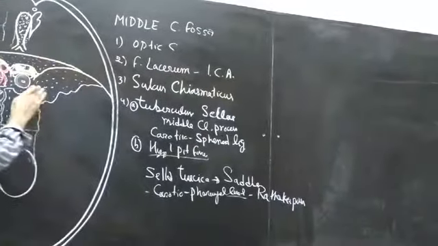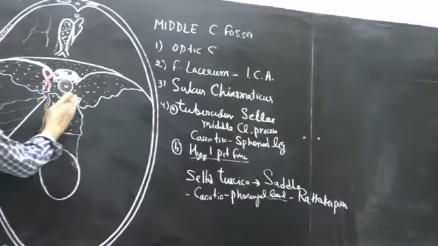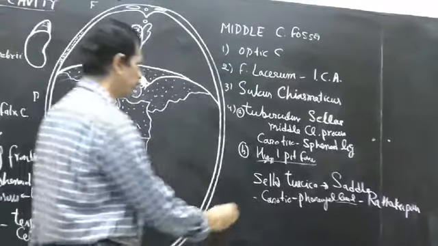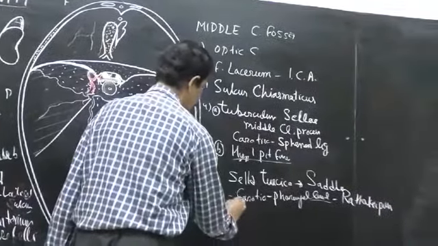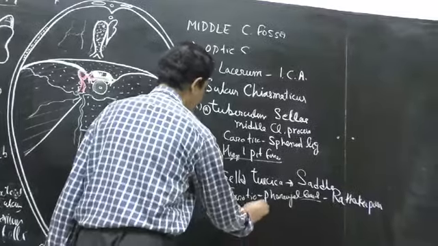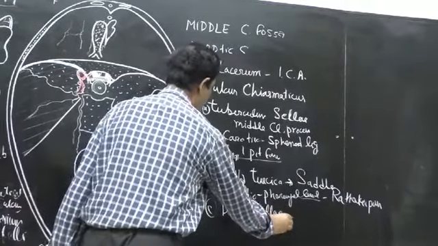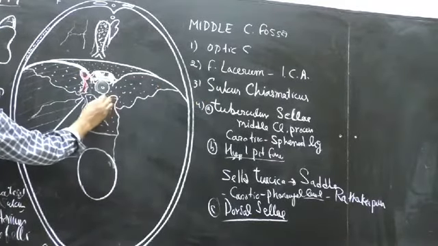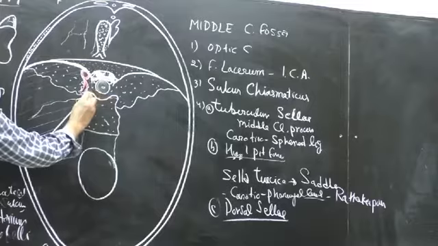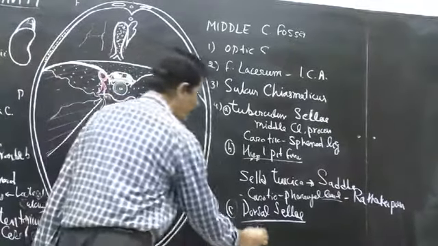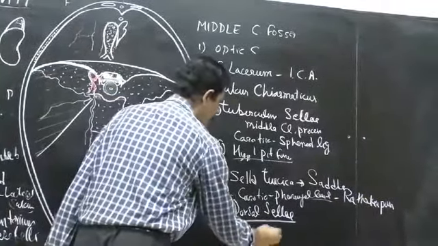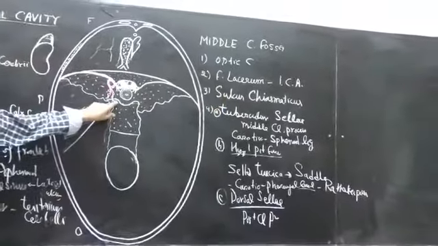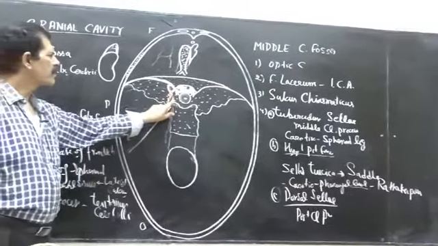Then the posterior part of the sella turcica of the body of the sphenoid is called the dorsum sellae. The dorsum sellae bears two processes, which are called the posterior clinoid processes, which give the attachment to the tentorium cerebelli.